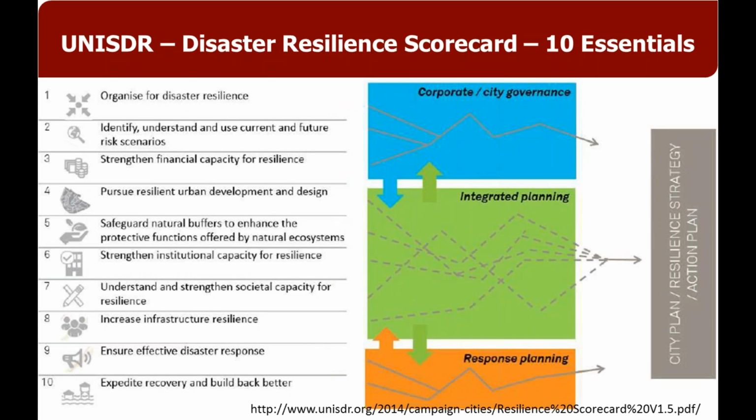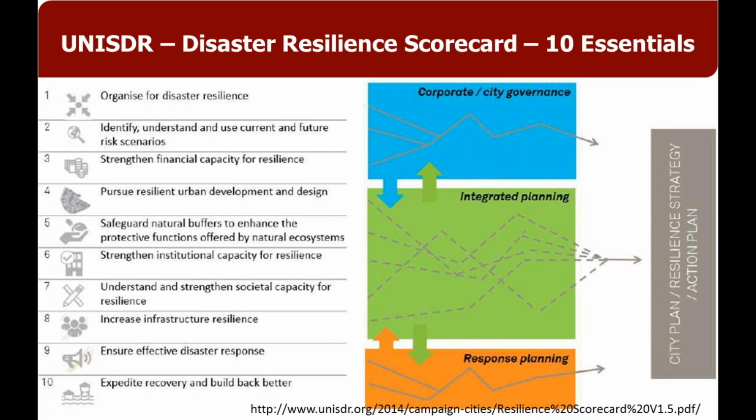I mentioned the United Nations work on disaster risk reduction. Even though their name is still UNISDR, an acronym I can almost pronounce, they have moved to the term disaster resilience. So they've gone from disaster risk reduction to the term resilience, kind of going with the latest trends, and they have identified 10 essentials.